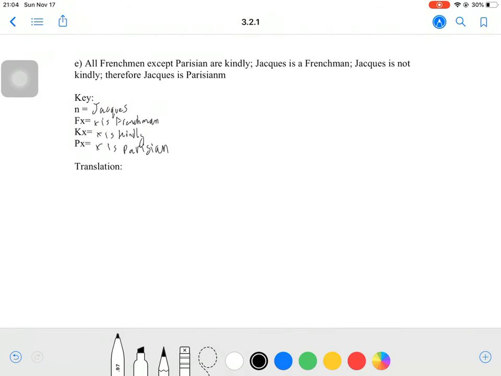Alright. So our goal is to say that Jacques is a Parisian. In other words, P j. But let's start with our premises. 1. All Frenchmen except Parisians are kindly. We can translate this: for all X, if X is a Frenchman and not a Parisian, then they must be kindly. 2. Jacques is a Frenchman. 3. Jacques is not kindly.